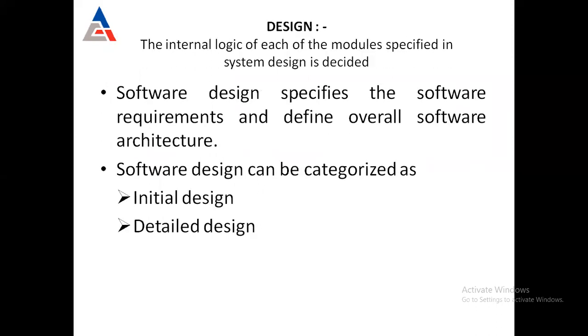After the one-to-one interaction with the customer and user in the requirement analysis, the next phase is the design phase. In the design phase, the internal logic of each of the modules specified in the system detail is decided. The team of software engineers will sit together and discuss how they can solve the customer's problem, all the requirements of the customer, how many modules they have to develop, and how the modules will interact. This can be done with the help of initial design and detailed design.